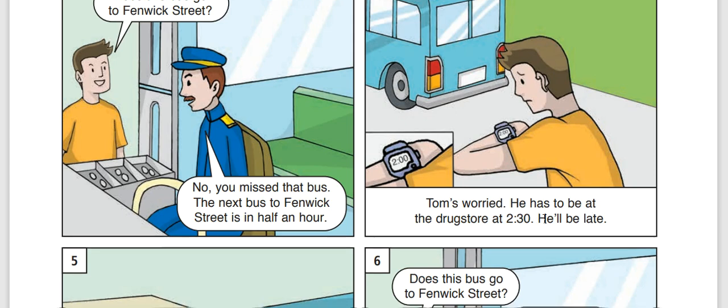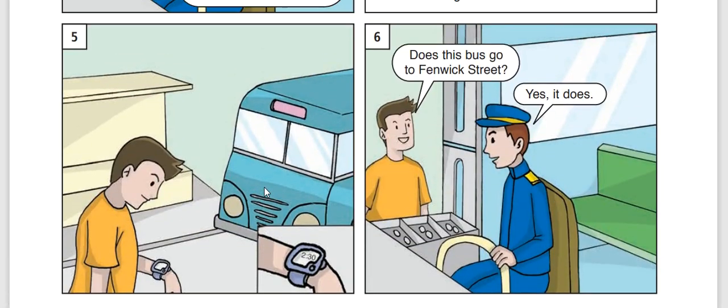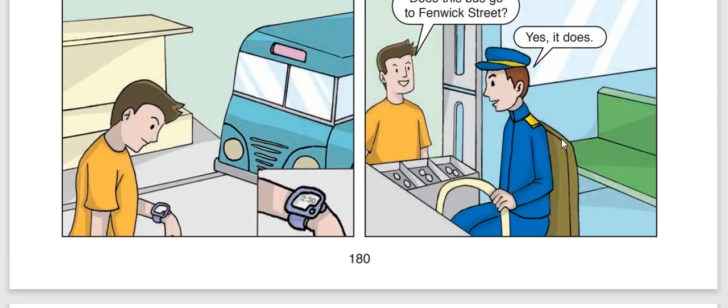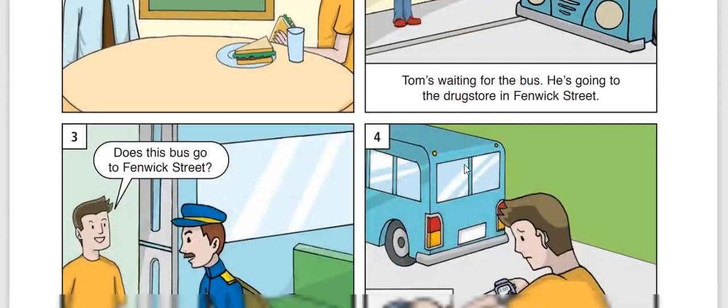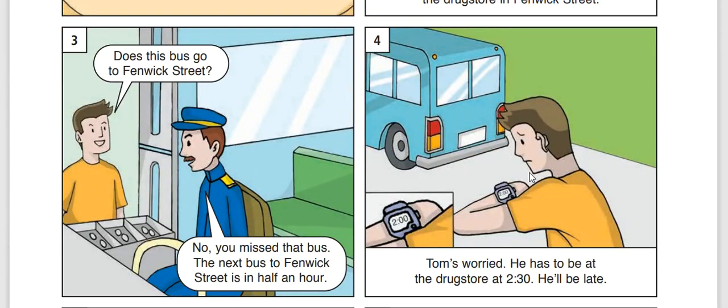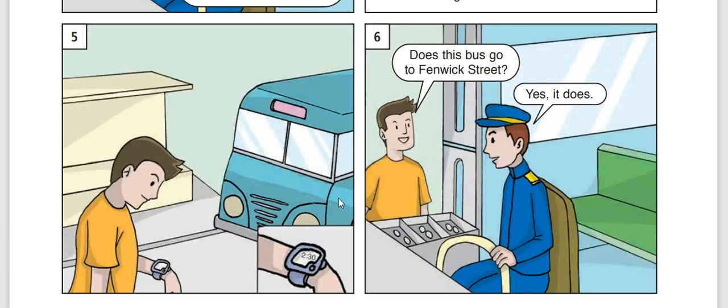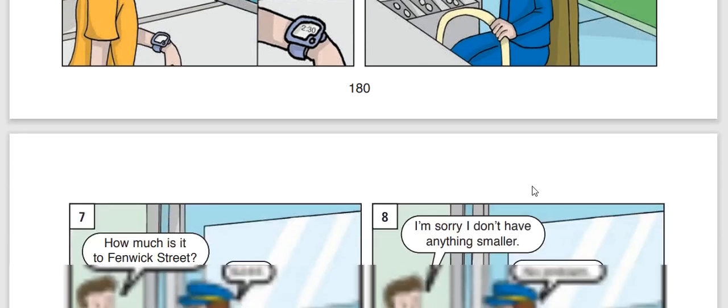He will be late. Picture 5. Does this bus go to Fenwick Street? Yes, it does. Let's revise this. Picture 1 and picture 2. You have to read this. Picture 3 and picture 4. Picture 5 and picture 6. Let's move to the next one.